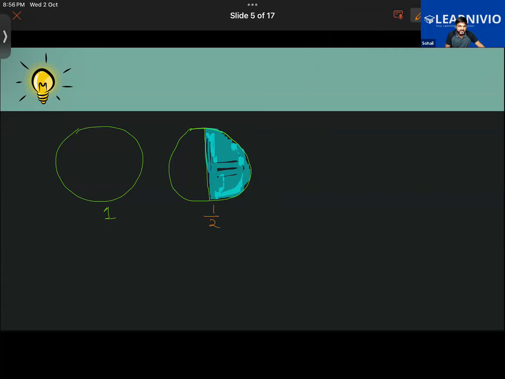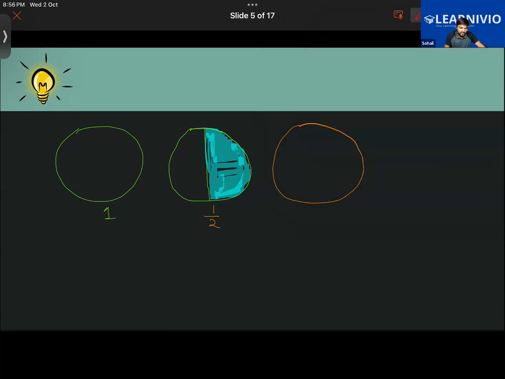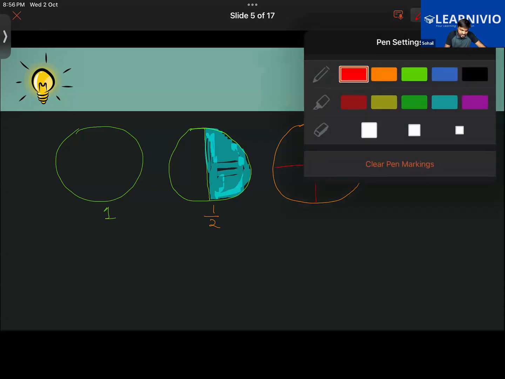In the second circle, we have divided the circle into 2 equal parts, and the shaded portion is the half. That is 1/2 of the circle. That is half of the previous circle. Take, for example, another circle of the same size. Now we are dividing it into 4 parts, and one of the parts has been shaded here.